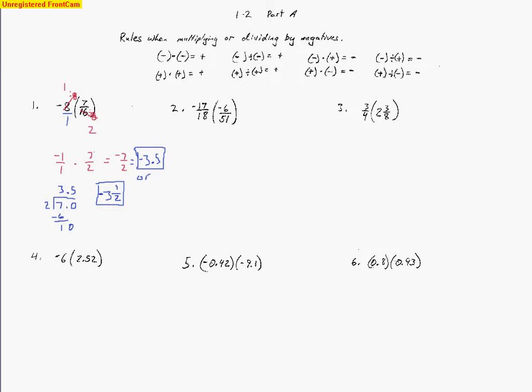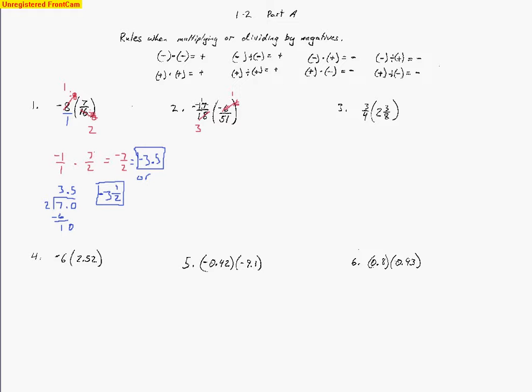Let's take a look at the next one here. Here we have two fractions. So we're going to go ahead and do some reducing, just like we did before. 6 and 18 have a common factor. We can divide them both by 6. So let's go ahead and do that. We're left with 1 up here. 18 divided by 6 gives me 3.